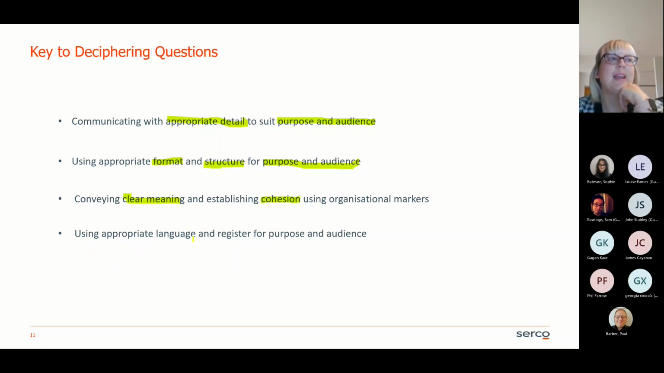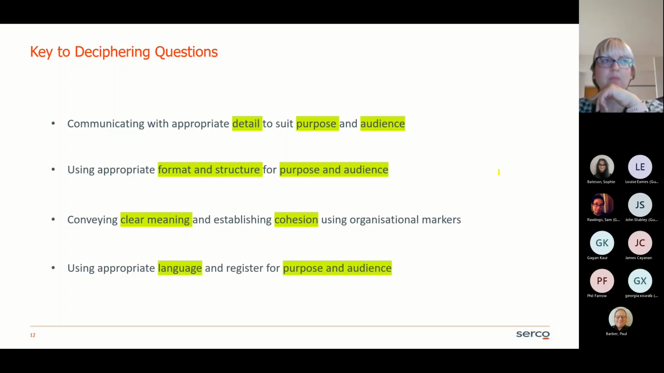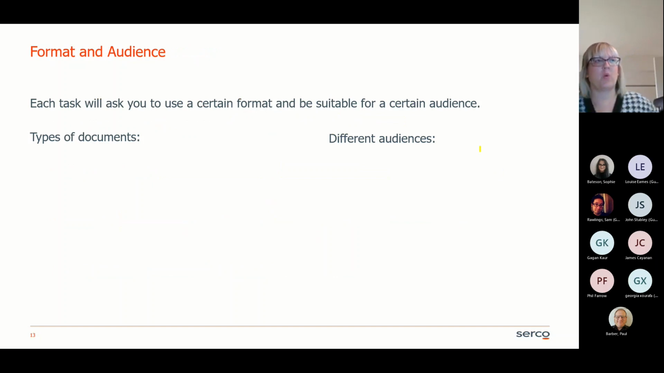So this one, use an appropriate language and register for purpose and audience. Oh, appropriate language, lovely. Appropriate language, and again, purpose and audience. Yeah, fab, excellent. So kind of a theme coming through there. So purpose and audience is very important. Format and structure, appropriate detail, making sure it's clear, and appropriate language. Fab. The next slide I've got, basically I highlighted everything that you guys mentioned. So you were all spot on, so awesome.